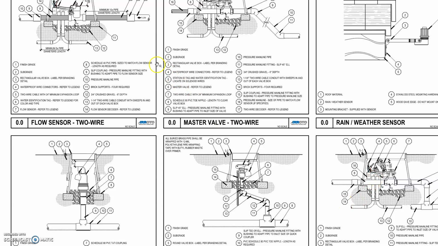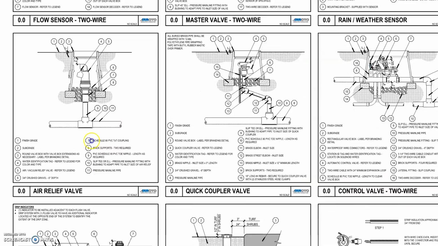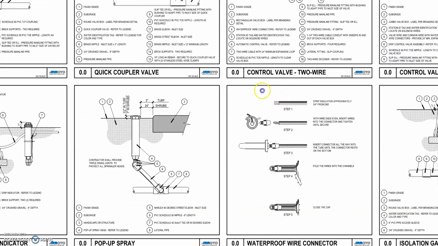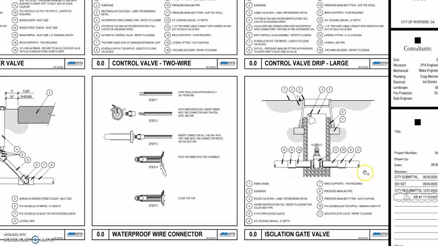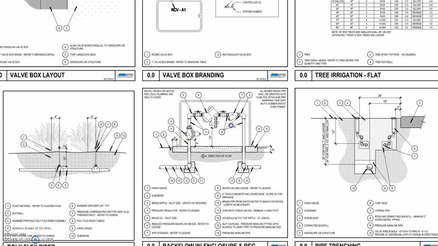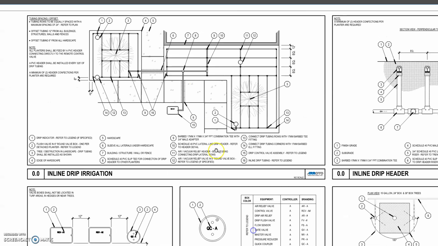So each piece of equipment, we come through and show a detail for. Spray heads, even how to put the wire nuts on, gate valves, lots of different details, backflow devices, even how to label the valve boxes, how to lay out the drip lines.